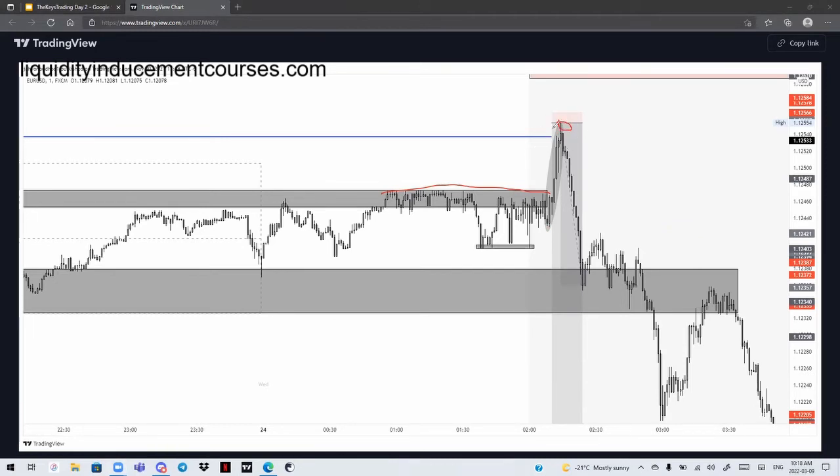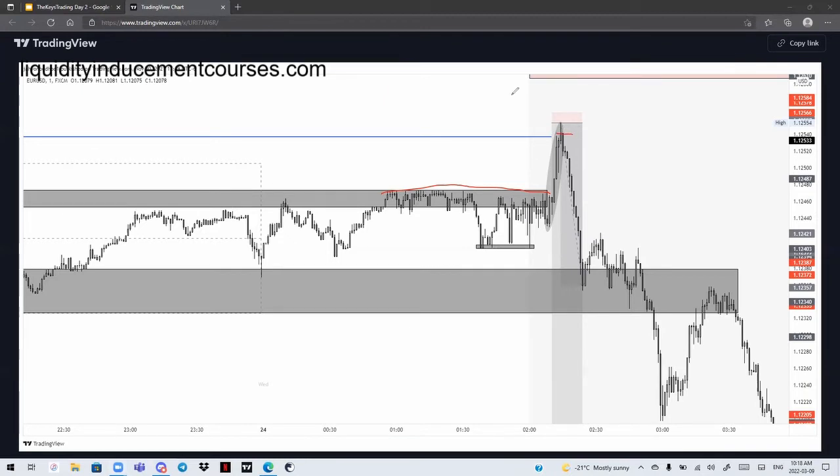So this was our entry, and there's another entry here, because this is the structure, right? This is the structure, so this can't be our entry because it's below the structure. It has to be above the structure, at least 2 pips above the structure. So when you see that, we can enter within here, or we can wait until this closes. The candle needs to close above though.